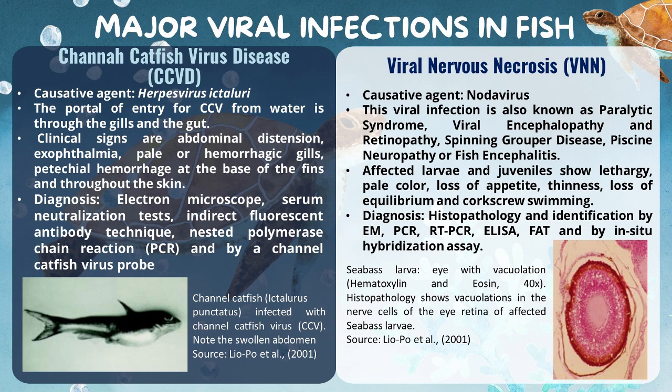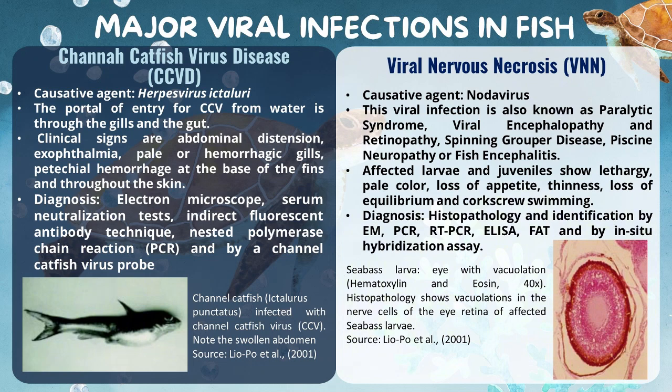The virus can be isolated from the kidney of fish with active infections during an epizootic using CCO or BB cells, which develop CPE 24 to 48 hours post-exposure. The virus is readily transmitted from fish to fish during an epizootic. For the diagnosis, electron microscopy, serum neutralization test, indirect fluorescent antibody technique, nested polymerase chain reaction or PCR, and a channel catfish virus probe are used.